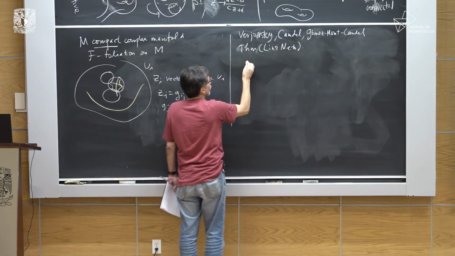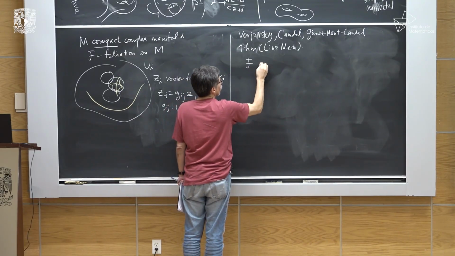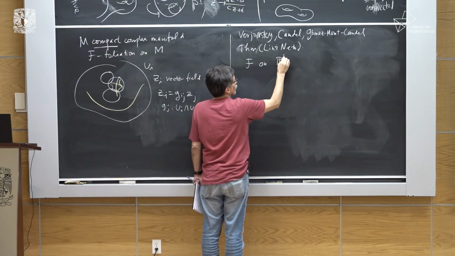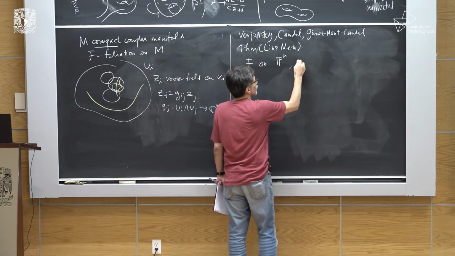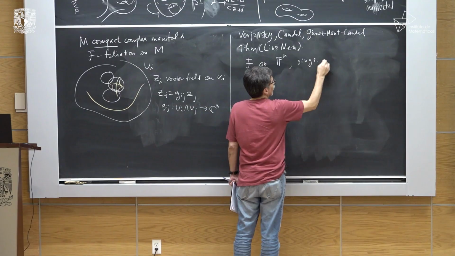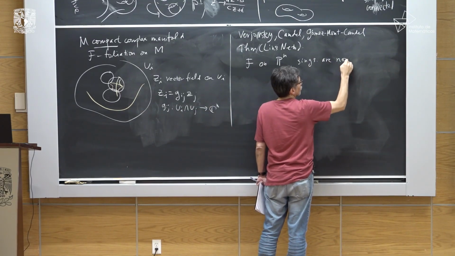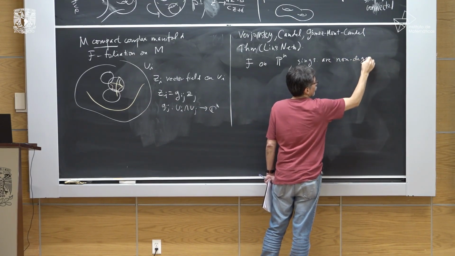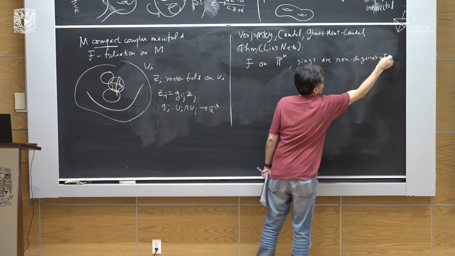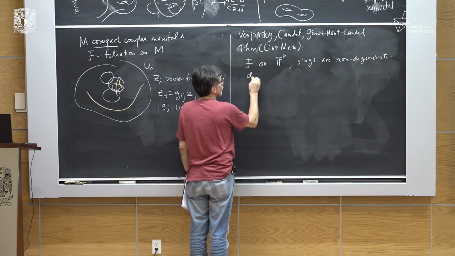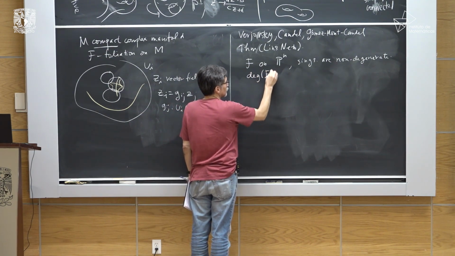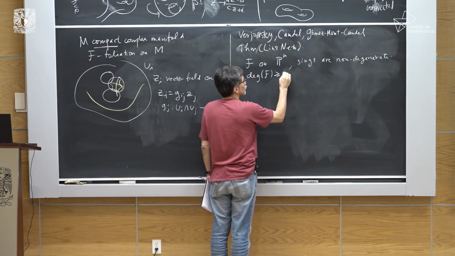Which says the following. Take a foliation F by curves on the projective space of dimension n, and suppose that the singularities are non-degenerate. Okay, so this is a generic condition. And suppose also that the degree of F, I will tell you what this is, is at least 2.